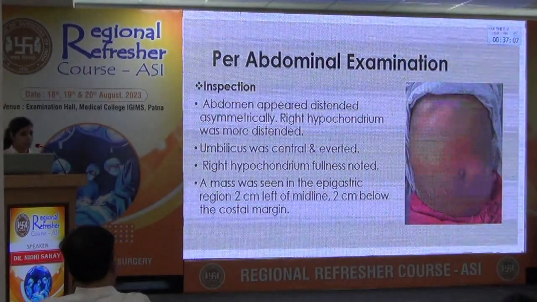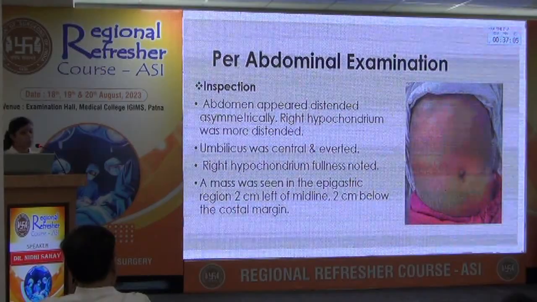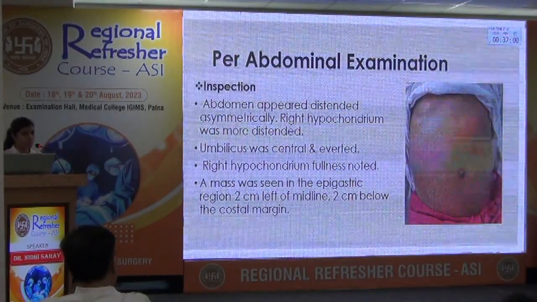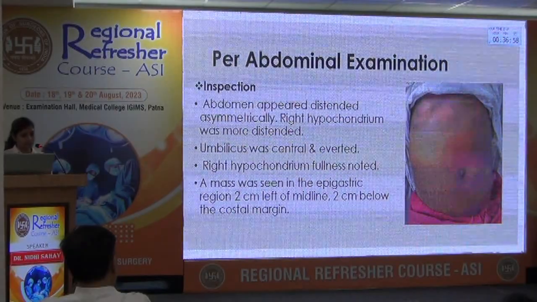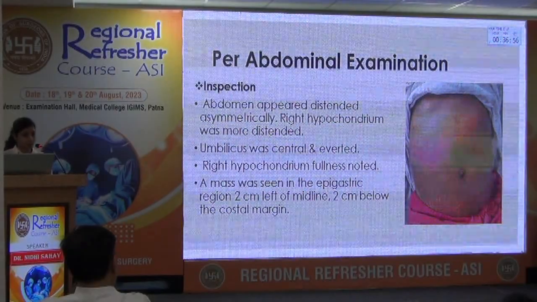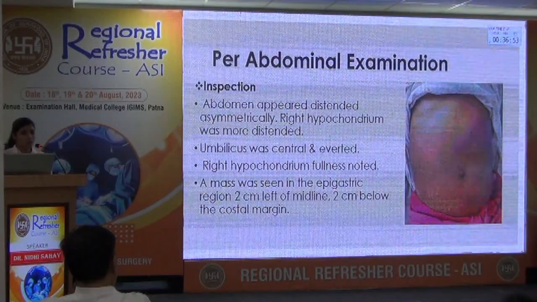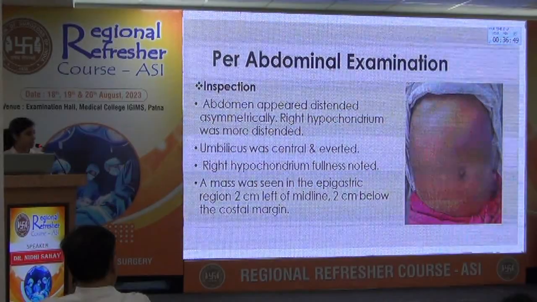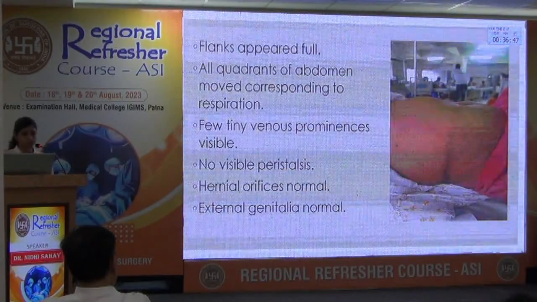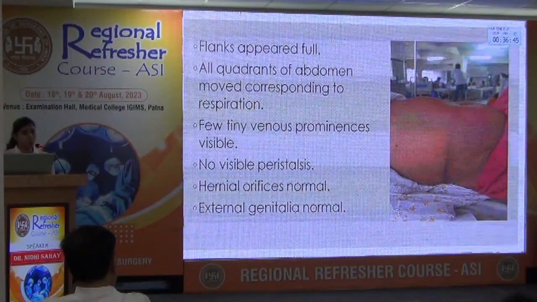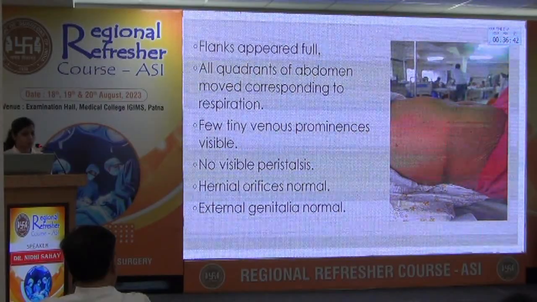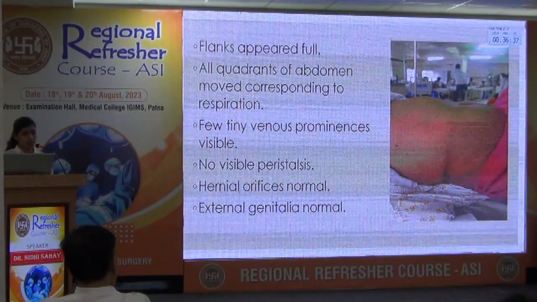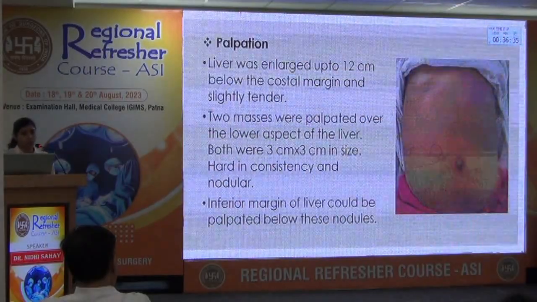Coming to the per abdominal examination, on inspection the abdomen appeared distended asymmetrically. The right hypochondrium was more distended. Umbilicus was central and everted. Right hypochondrium fullness was noted. A mass was also seen in the epigastric region, 2 centimeters left of midline and 2 centimeters below the costal margin. The flanks appeared full. All quadrants of abdomen moved corresponding to respiration. There was no visible peristalsis. Hernial orifices and external genitalia were normal.